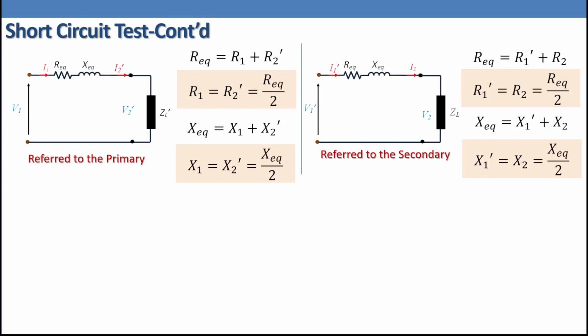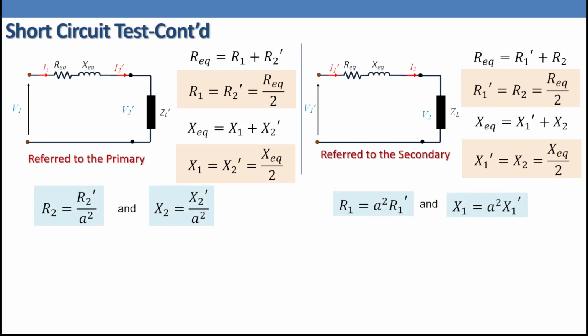If you want the actual value of R2 when the circuit is referred to the primary, or for example R1 when the circuit is referred to the secondary, you use the referring equations. So R2 equals R2 dash over A square, X2 equals X2 dash over A square, R1 equals A square R1 dash, and X1 equals A square X1 dash.